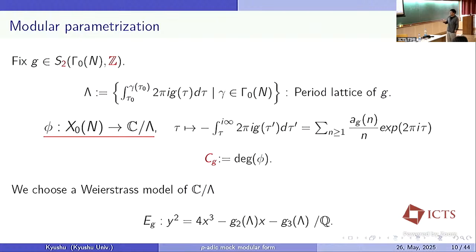And it is known that C over Lambda is an elliptic curve. And we choose a Weierstrass model of C over Lambda, y squared equals 4x cubed minus and so on. And we note that this Weierstrass model is defined over the rational numbers.